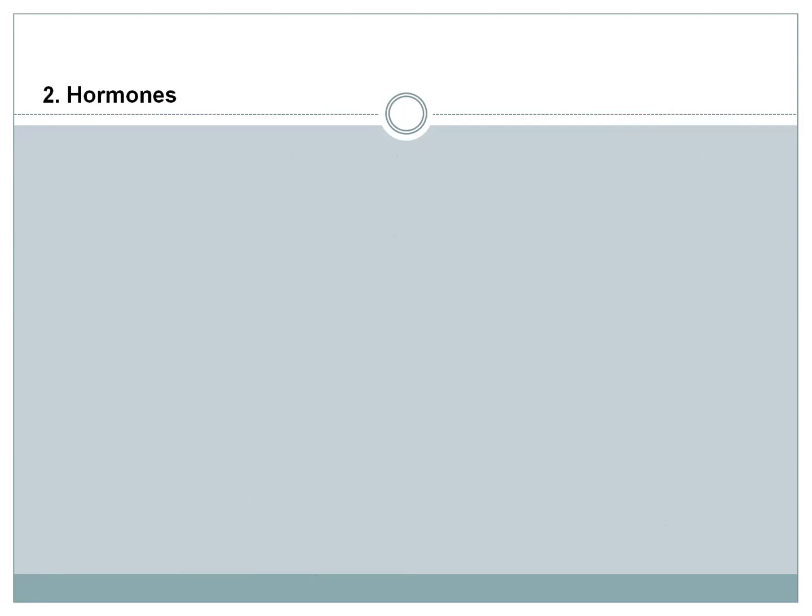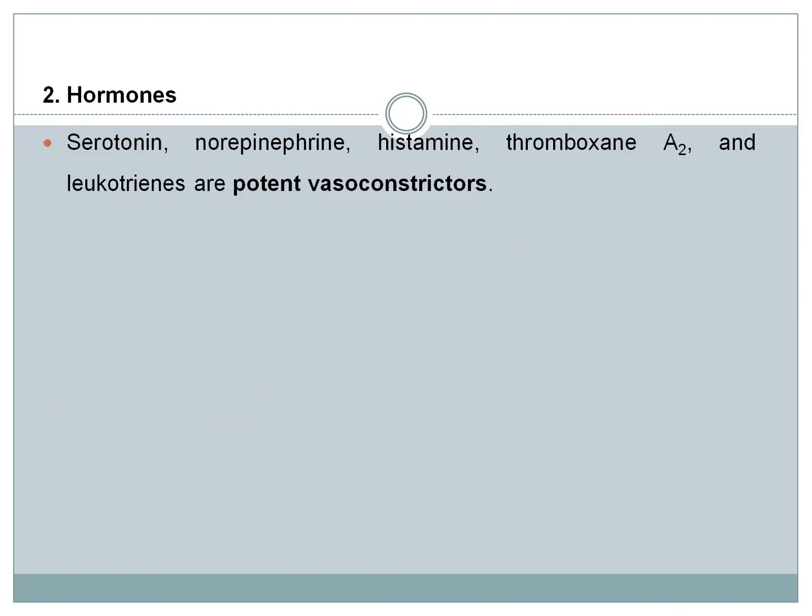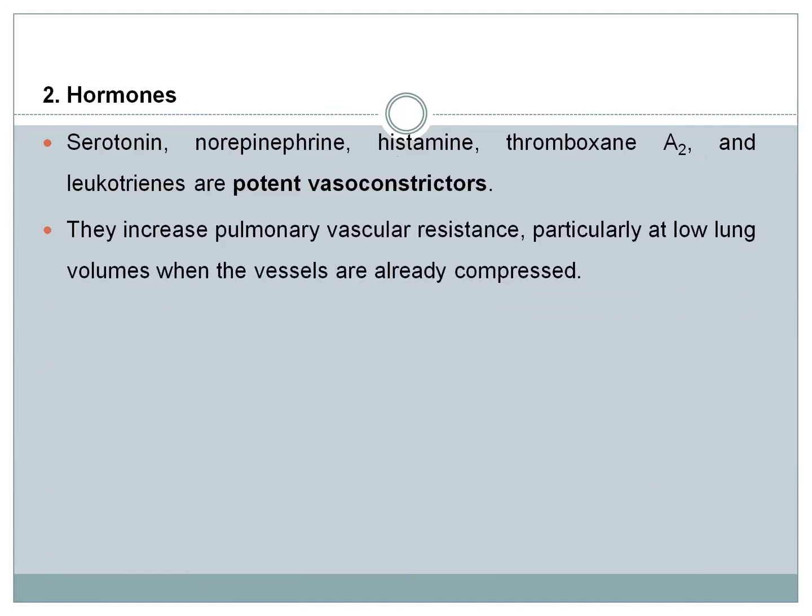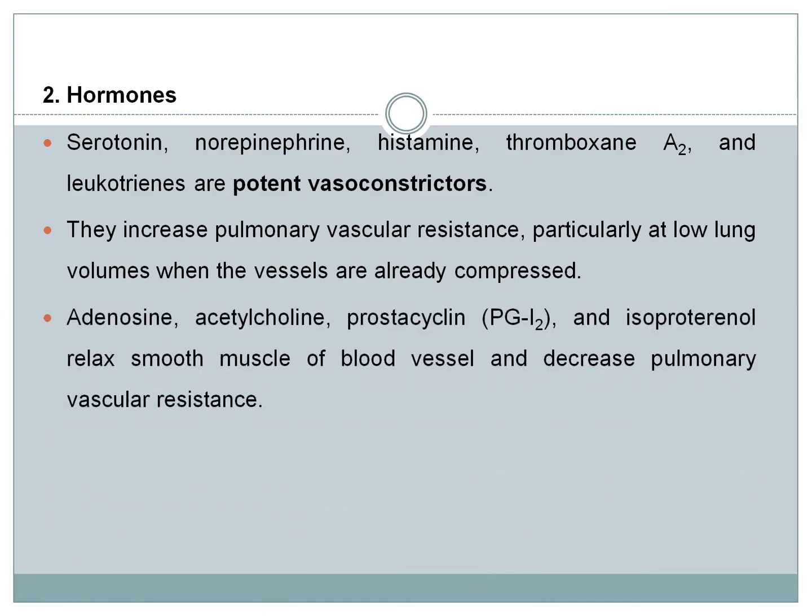The second factor which affects the resistance is hormones. Serotonin, norepinephrine, histamine, thromboxane A2, and leukotrienes are more potent vasoconstrictors, and they will cause constriction, increasing the vascular resistance, particularly at low lung volumes when the vessels are already compressed. So these hormones will be acting to increase the resistance. Adenosine, acetylcholine, prostacyclin, and isoproterenol will relax the smooth muscle of the blood vessel, and they will decrease the resistance. So these are the hormones which are decreasing the resistance.